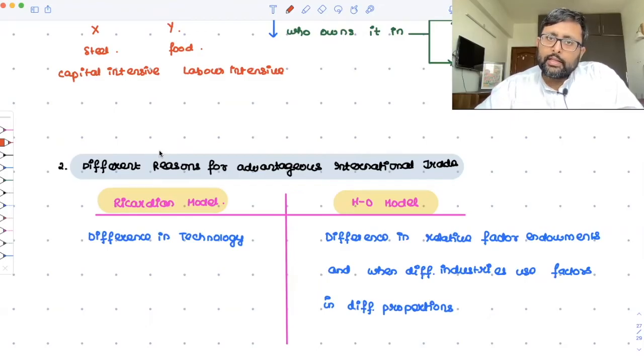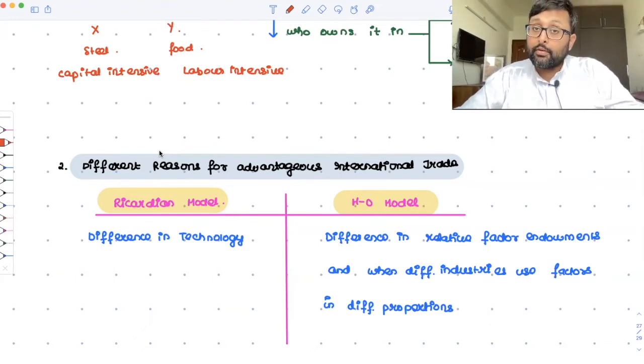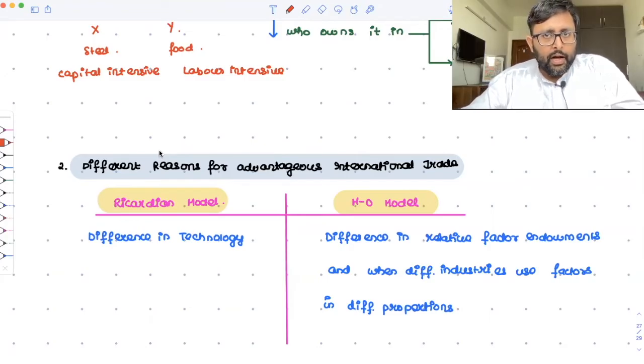So US is a capital abundant nation and India is a labor abundant nation, right? So what will happen is that there will be trade between these two countries. Ultimately, the capital abundant nation is going to export the capital intensive good, and the labor abundant nation is going to export the labor intensive good, right?